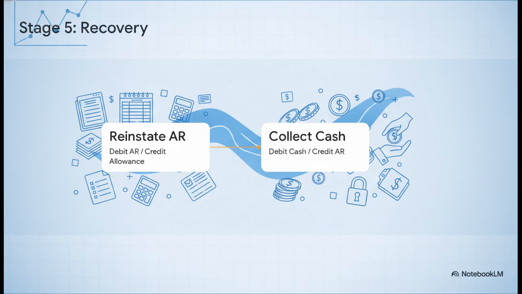Now, if a previously written-off customer finally pays up, you absolutely must follow 2 strict steps to process it correctly. Step 1, reinstate the AR by debiting accounts receivable and crediting your allowance. Step 2, collect the cash by debiting cash and crediting AR. Whatever you do, do not take a shortcut straight to an expense or revenue account. You always have to run it through the allowance to keep your historical loss data perfectly accurate.